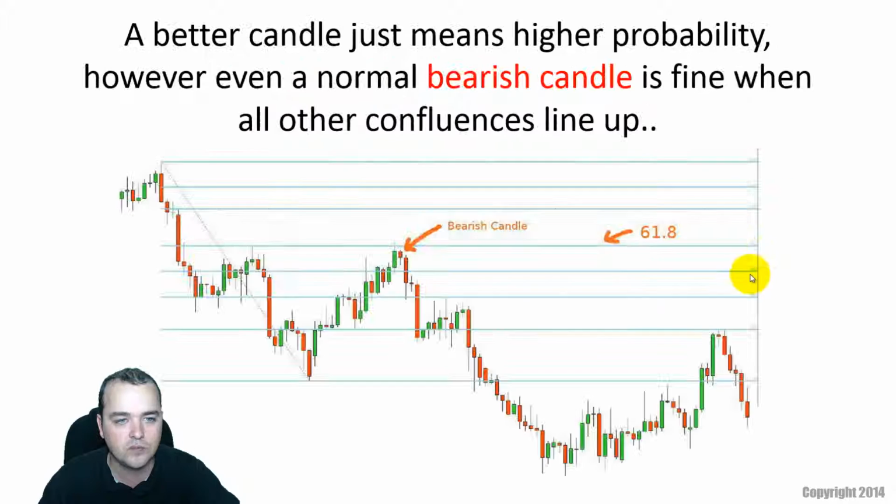Right? So here's some examples. A better candle just means high probability. However, even a normal bearish candle is fine when all other confluences line up. So let's have a look at an example. Here's price coming up just recently and hitting the 61.8, and then there was a bit of a bearish candle, and then the price fell lower. Now, what I mean by normal bearish candle, right now there is a particular way of trading this, and I'll show you this on the live charts as well.